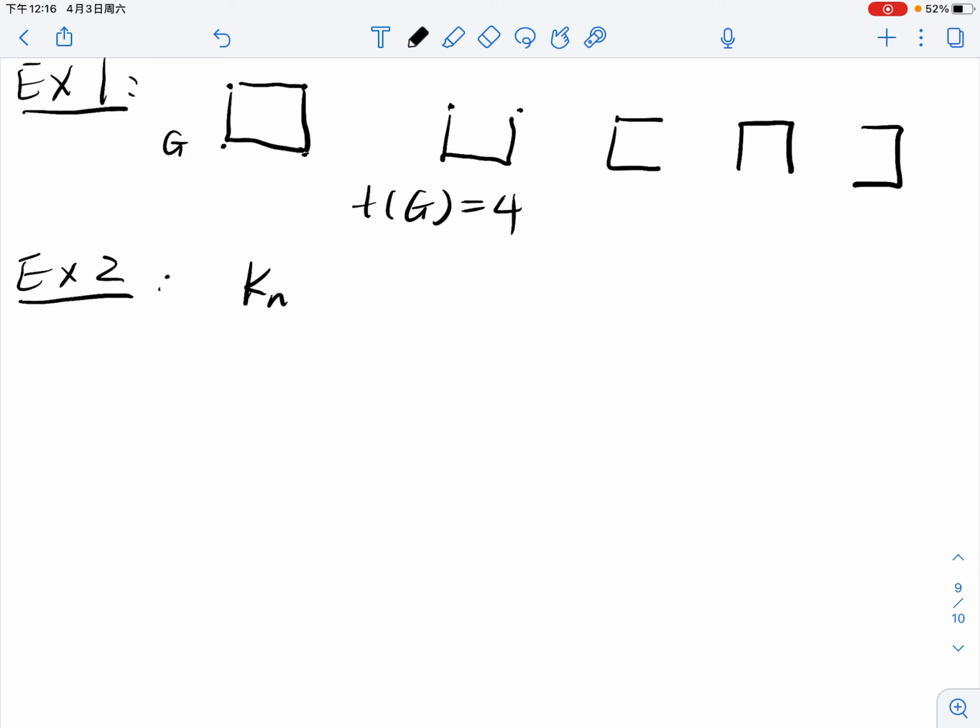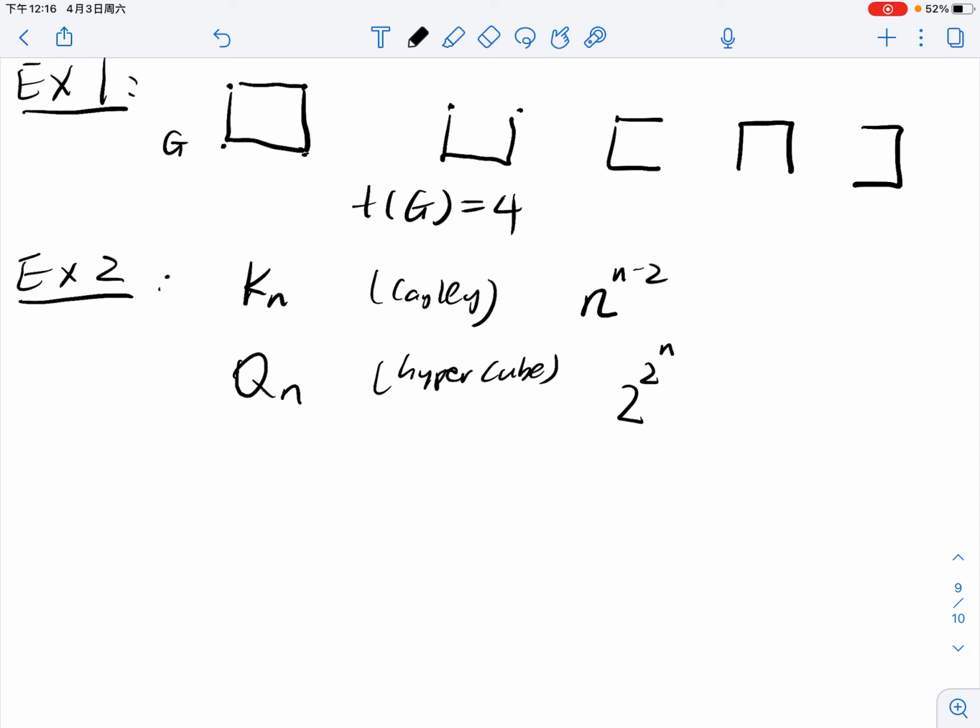This is for complete graphs. Cayley proved that the total number is n to the power n minus 2. And then for Qn, the hypercube, which appears in the Gray code, this number is 2 to the power 2^n minus n minus 1 times the product for k from 2 to n of k to the power n choose k.